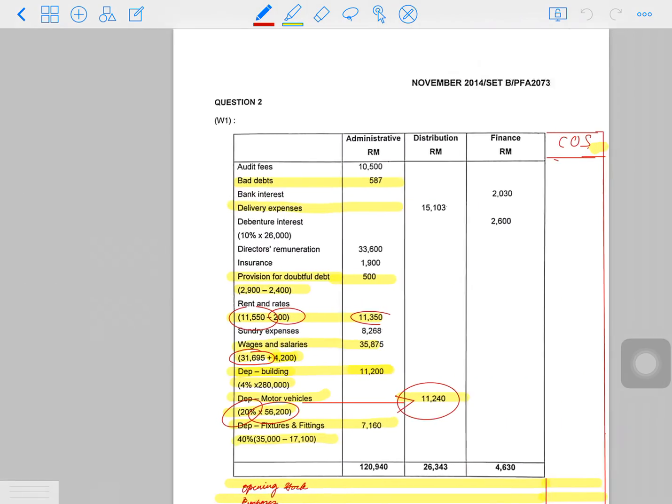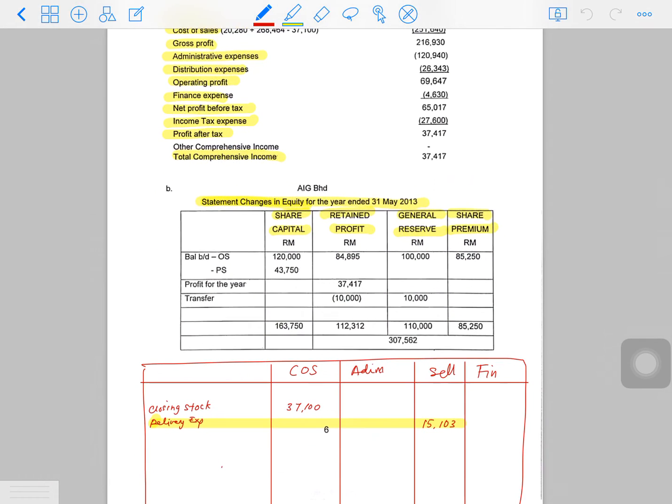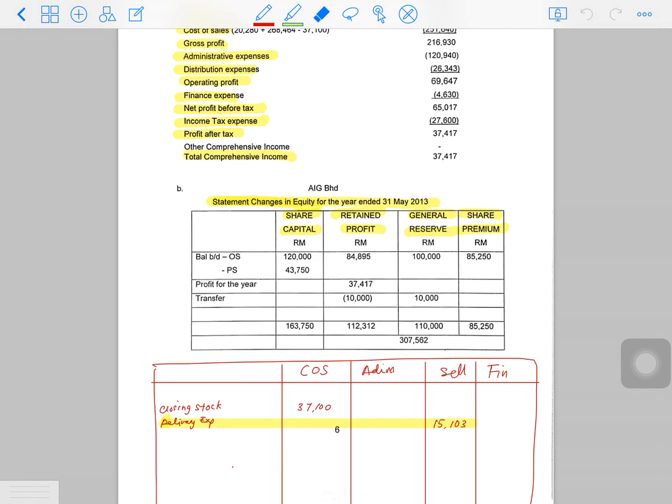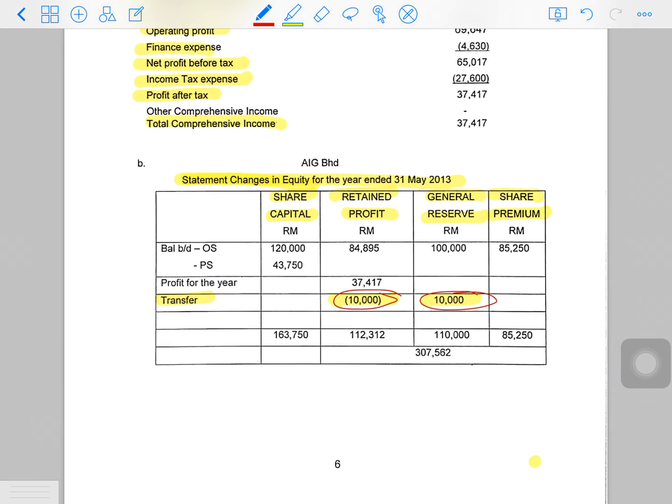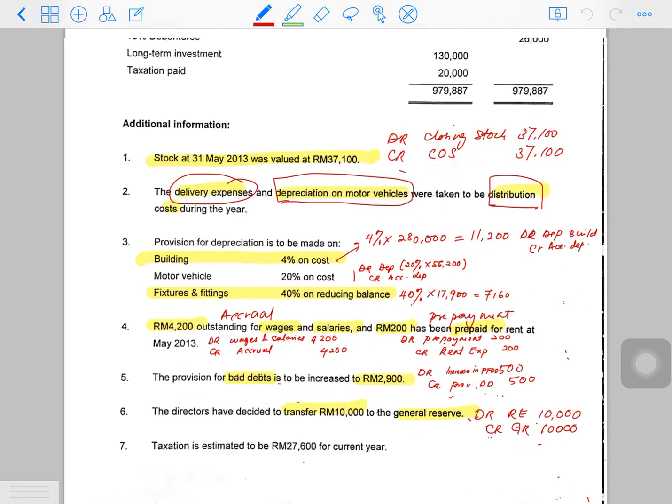So look at your statement of changes in equity here. We don't need this anymore because we already have the one prepared. Under general reserve we have 10,000 here, the amount transferred from retained earnings to general reserve. Debit retained earnings, credit general reserve. Okay, this amount. That's all for transfer.